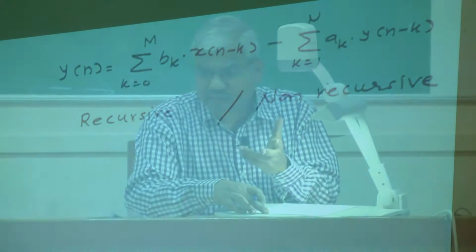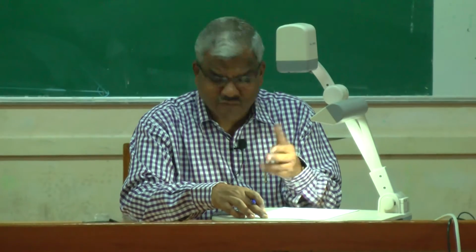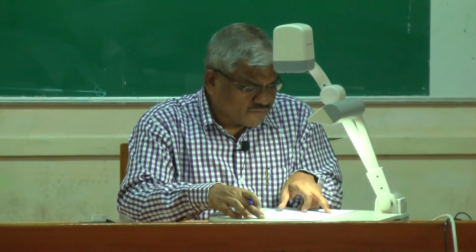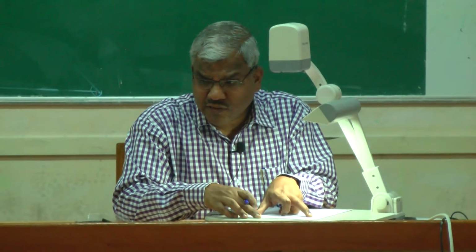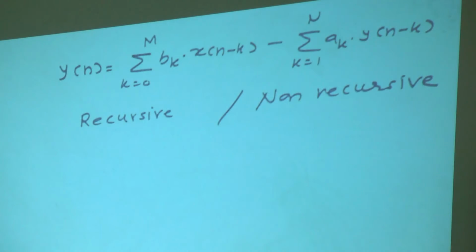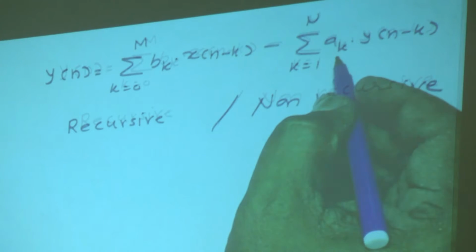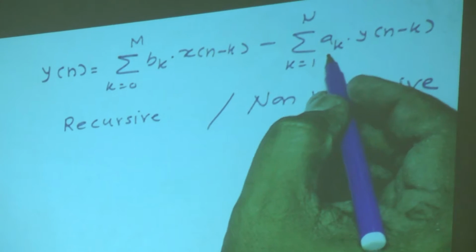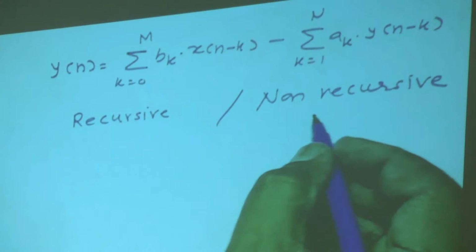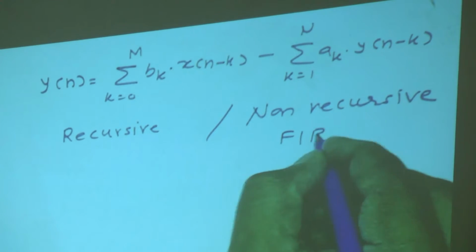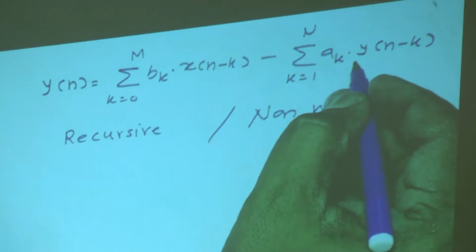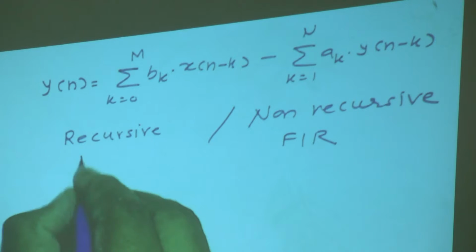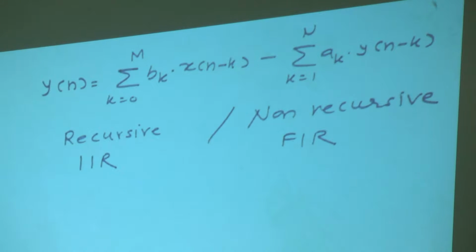All right. So in such a case, whenever the present output depends on past output, any of the past outputs, it becomes a recursive system. So recursive, that means what? When a_k is 0 for all values of k, the system becomes non-recursive, which means finite impulse response. When it is a function of the past output, recursive means IIR.